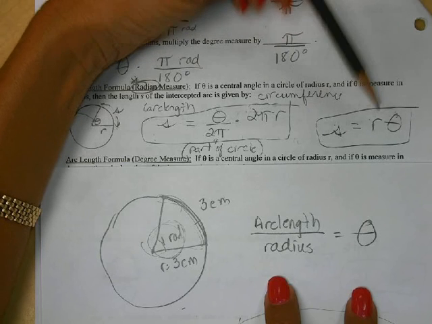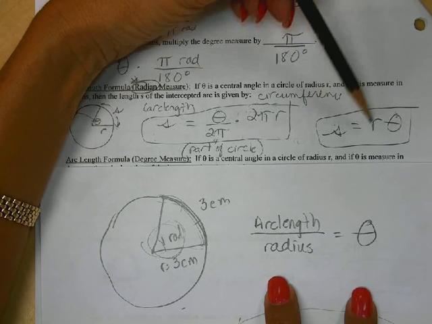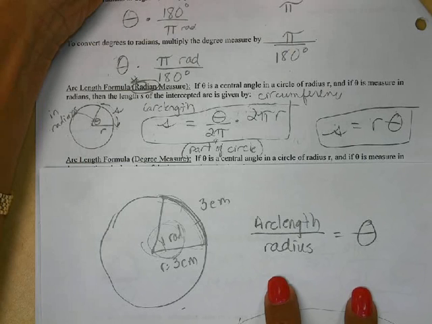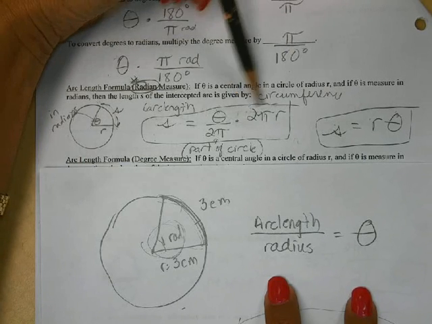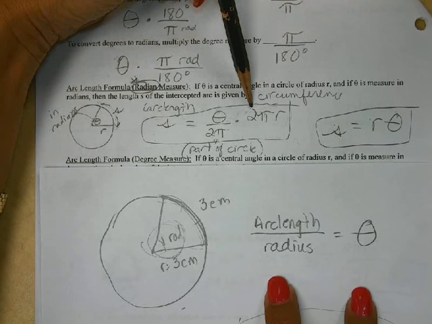Now this is a very helpful formula. Typically it's given as S equals r theta. It's also true that S equals theta times r. But memorizing formulas, again, can sometimes be cumbersome if you have a lot of things to keep straight.